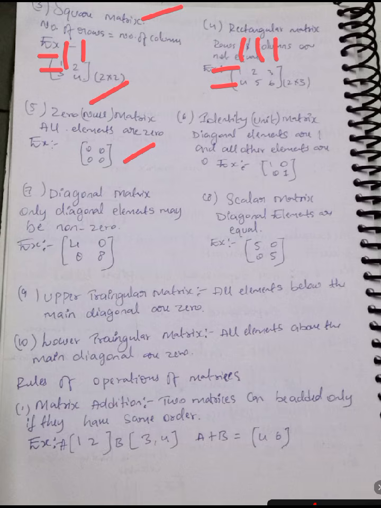Identity or unit matrix: here the diagonal elements are 1 and all other elements are 0. Example: 1, 0, 0, 1. This is known as a unit matrix. Diagonal matrix: only the diagonal elements may be non-zero. This is the example I have given. Scalar matrix: the diagonal elements are equal. Am I clear? Now see the upper triangular matrix: all elements below the main diagonal are 0, and in a lower triangular matrix all elements above the main diagonal are 0.